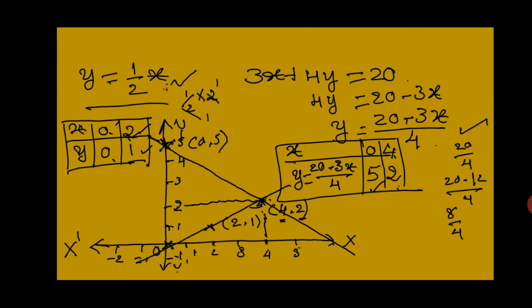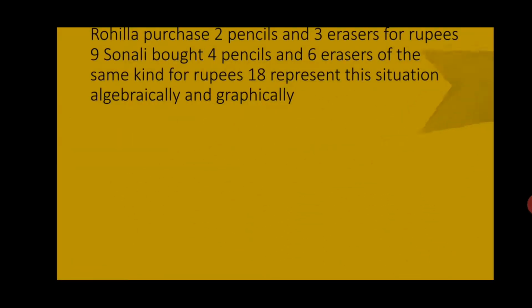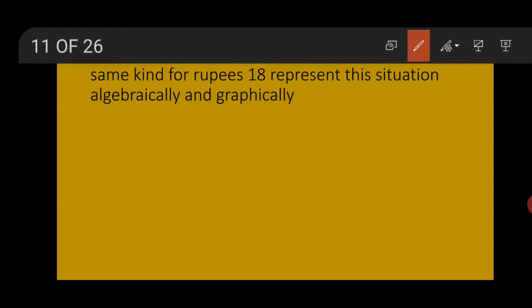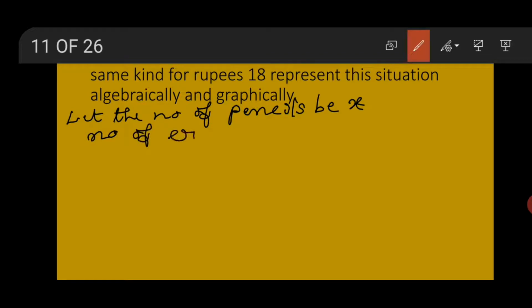Now let us move to one more word problem. Rohila purchased 2 pencils and 3 erasers for rupees 9. Sonali also bought 4 pencils and 6 erasers of the same kind for rupees 18. Represent this situation algebraically and graphically. Here also, let the number of pencils be x and the number of erasers be y. What is given?